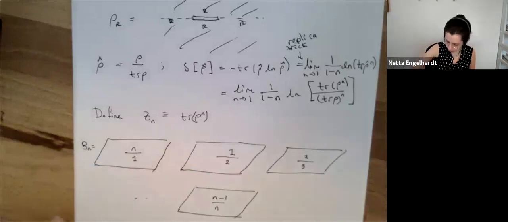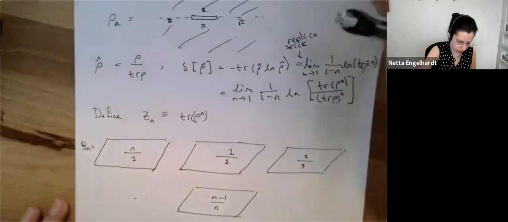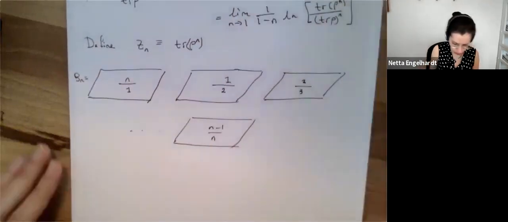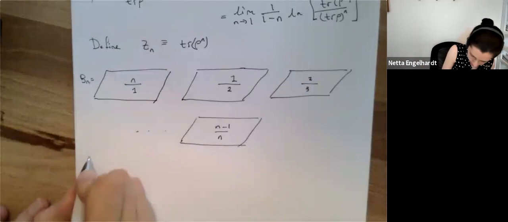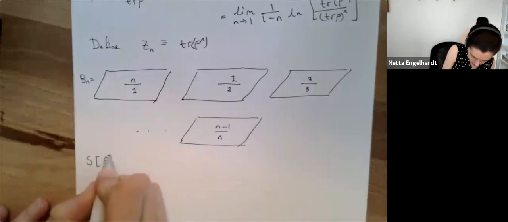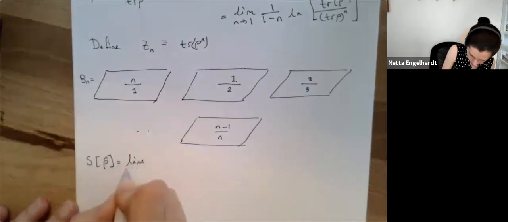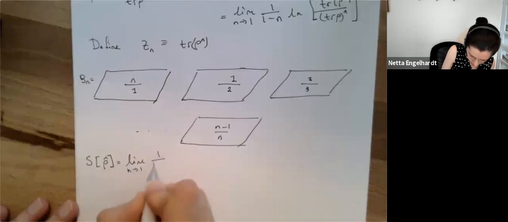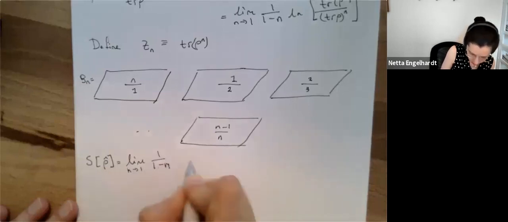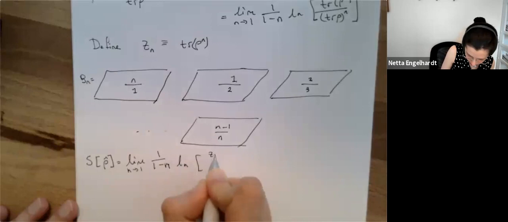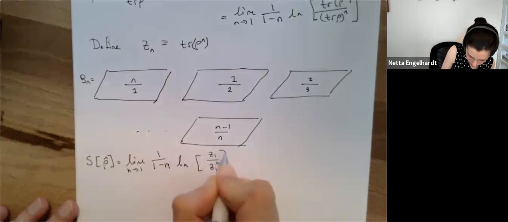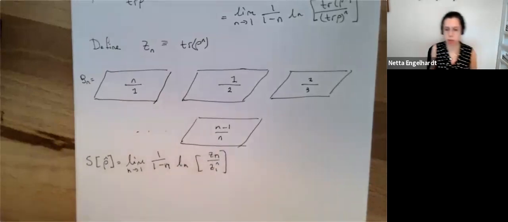So now we can write the von Neumann entropy again using the replica trick. S of rho hat is the limit as n goes to 1 of 1 over 1 minus n log of Z sub n over Z1 raised to the power n.